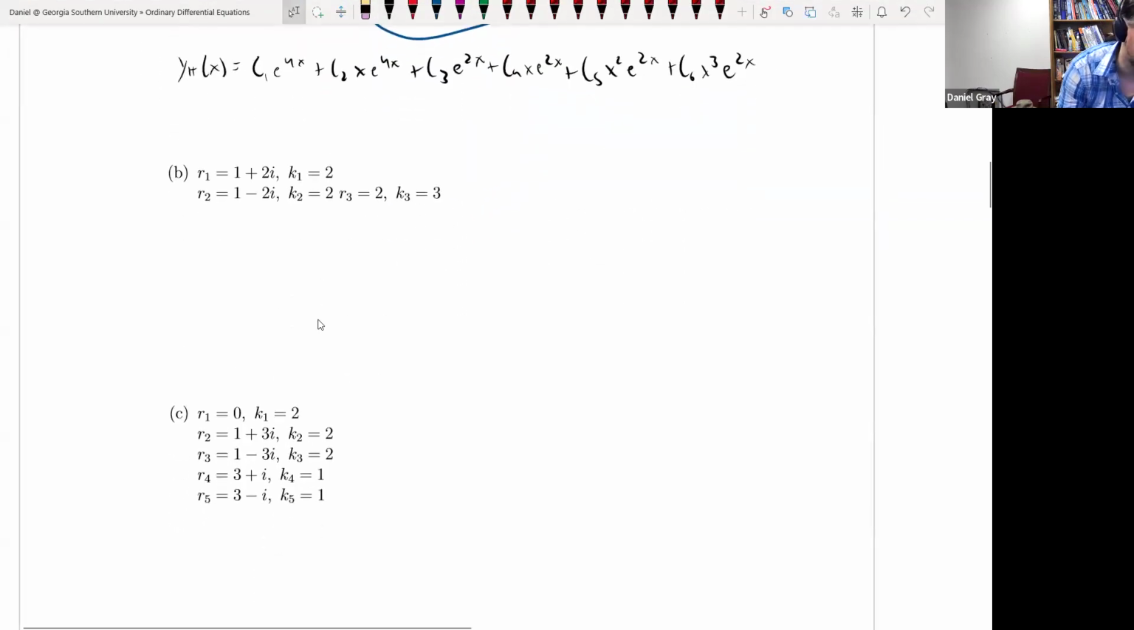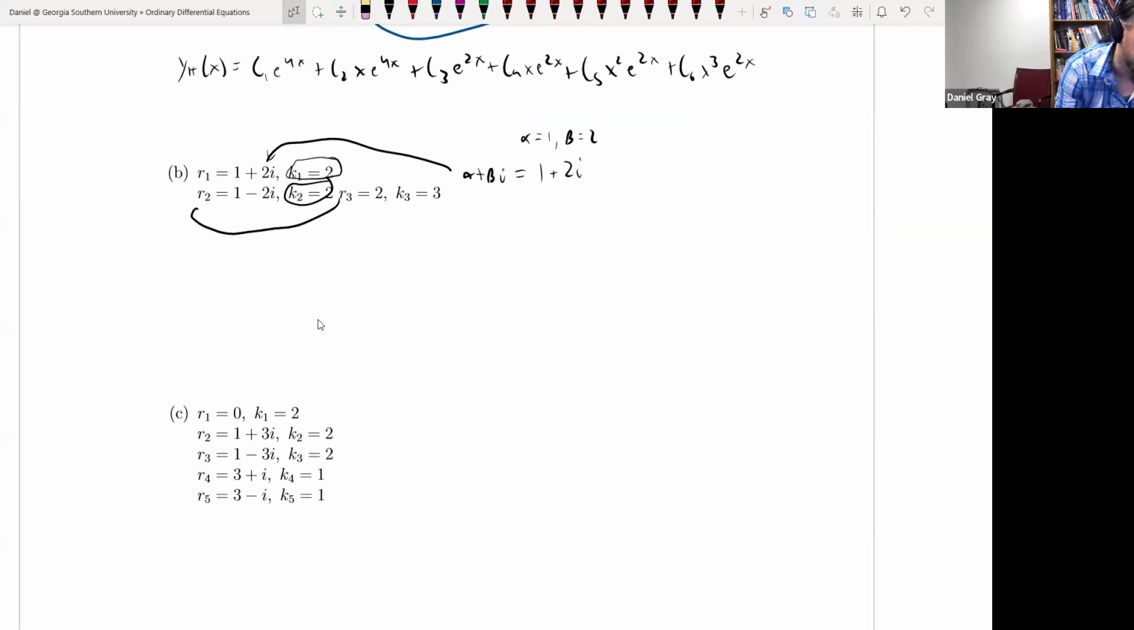We have some complex roots here, so they're of the form alpha plus beta i, where we can see that alpha is equal to 1 and beta is equal to 2. Then we have a multiplicity of 2 for this root and a multiplicity of 2 for this root. There's a little bit of a formatting error. This part should be down here, where R3 is equal to 2 and k3 equals 3.